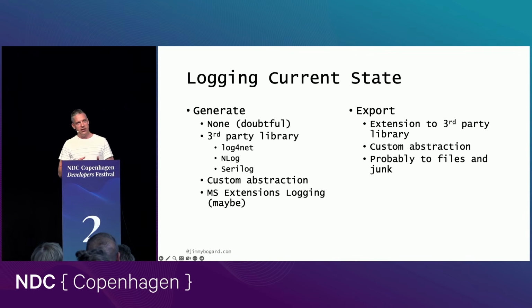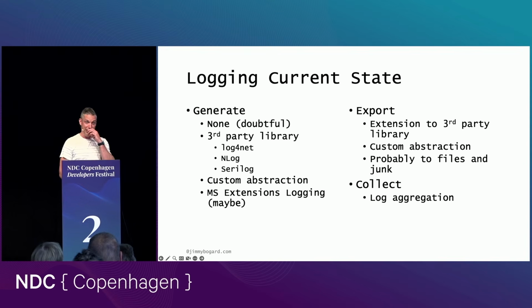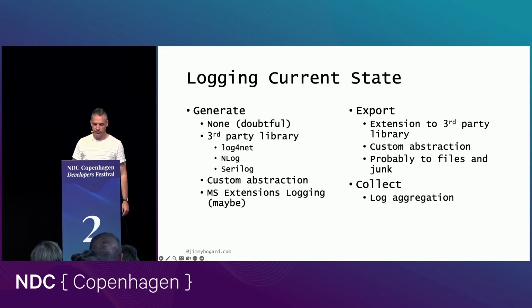Exporting. So usually it's an extension to that third-party library. So if you're using Log4Net, there are going to be custom packages for Log4Net to export that information out. And usually it's in some junk format anyway, right? It's just out to files or whatever. And on the collection side, oftentimes I see log aggregation, which is basically I'm spitting log messages out to console.out, and then something is reading that console out and then exporting the logs out to something else.